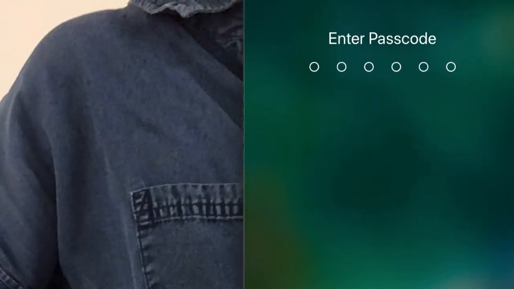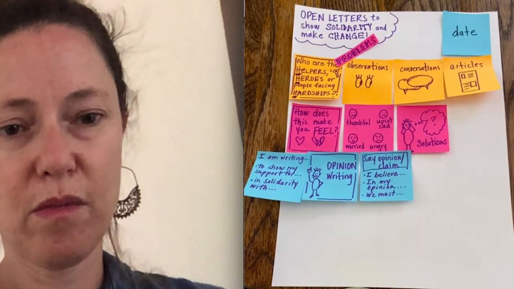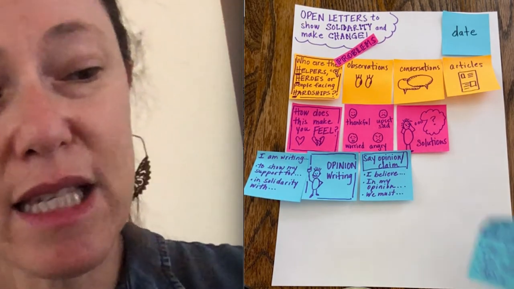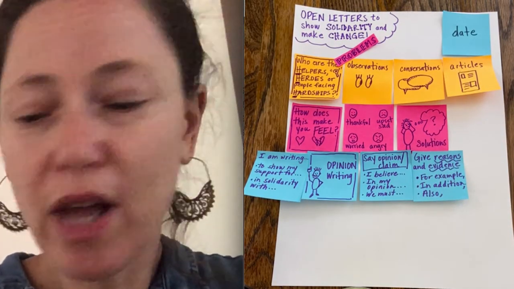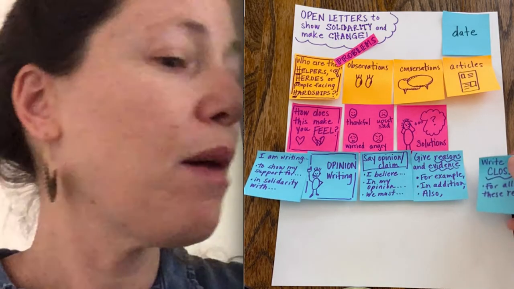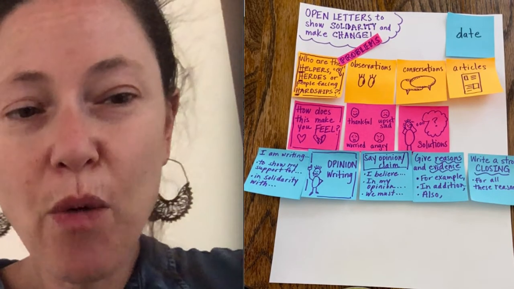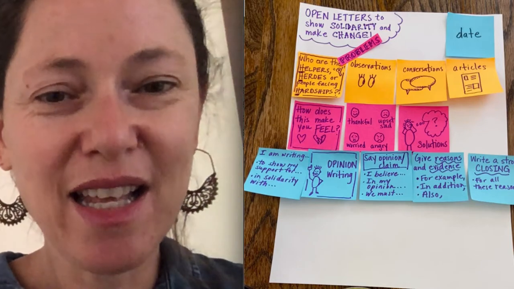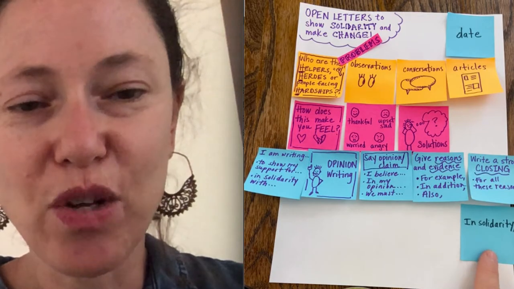Second. Then you'll give your reasons for your opinion and some examples. You'll use words like for example, or in addition, or also. And then of course you'll end with a strong closing that moves your readers to make the kind of change you want to see. And when you're done with your letter, you'll sign it. And you won't say love or sincerely. You'll say in solidarity, and then you'll write your name.